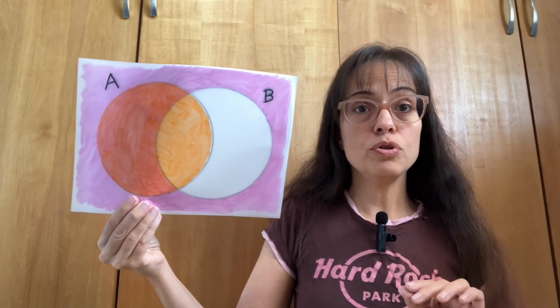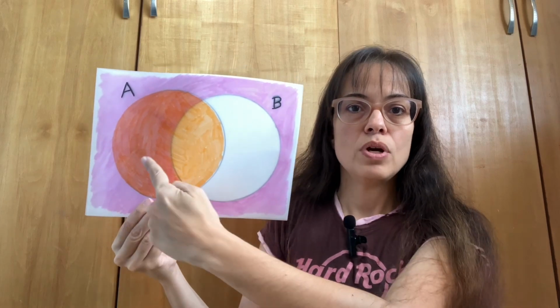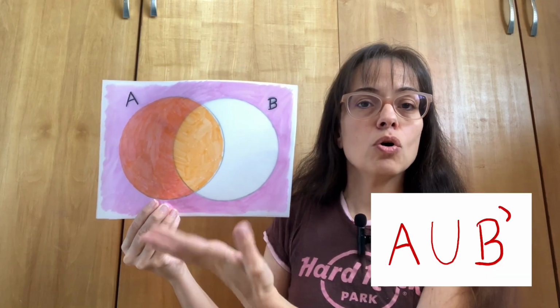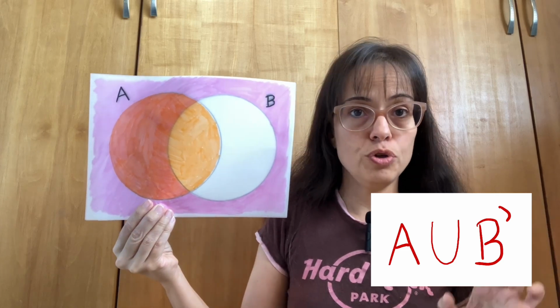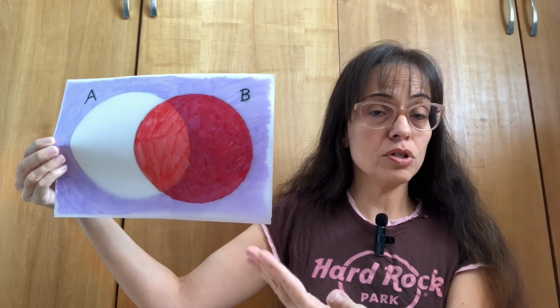But if you look at the union right now, the union should be 3 parts, right? 1, 2, and 3. Everything except for this white moon right now. All of these 3 parts together are the union of A with B complement. We can also do it the other way around.